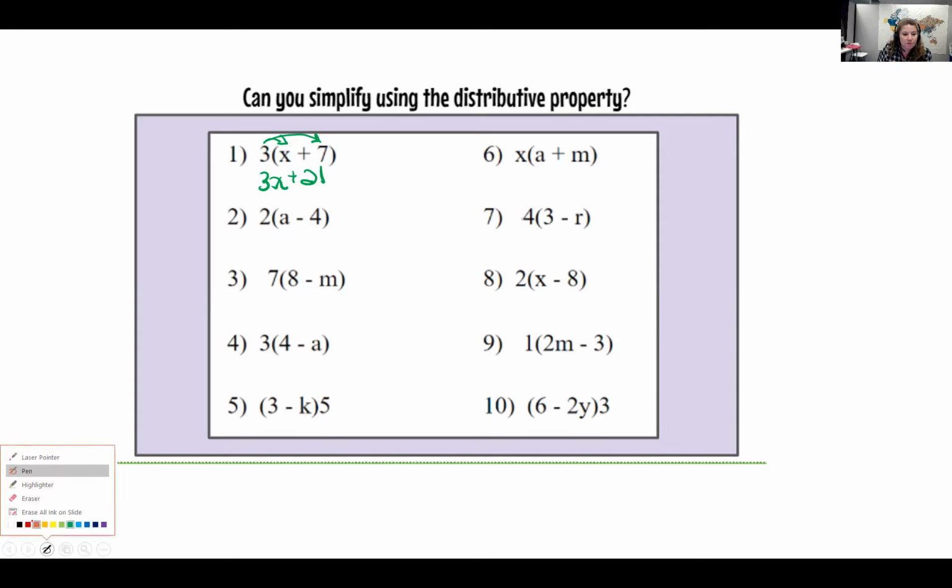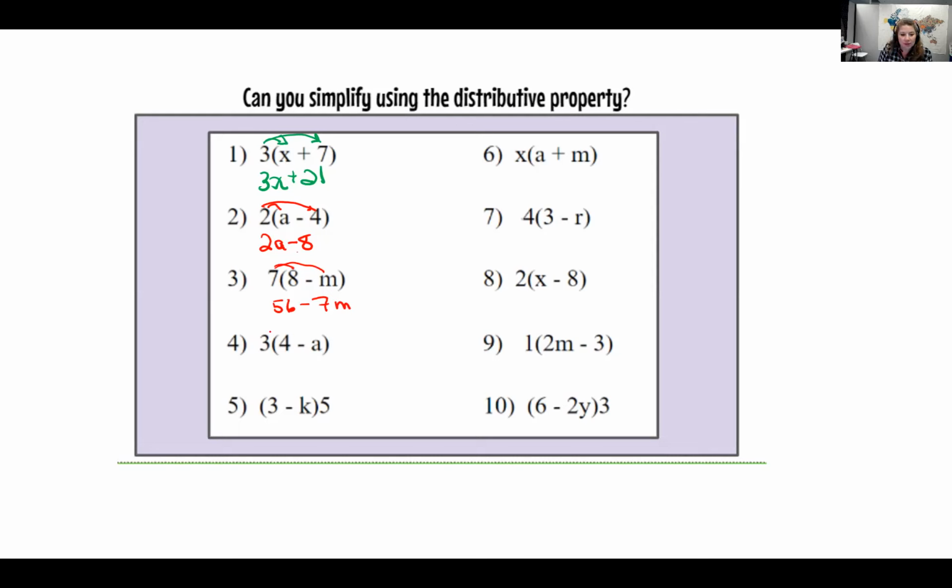Everything gets multiplied by what's outside the parentheses. So on number 2, we're going to distribute that 2. So 2 times a is 2a. And we're going to bring down that sign we see. So minus 2 times 4 is 8. So we have 2a minus 8. All right, number 3, 8 times 7 is 56. Minus, and then 7 times m is 7m. Okay, so I want you guys to pause the video and try the rest of these and then come back to the video and check your answers.